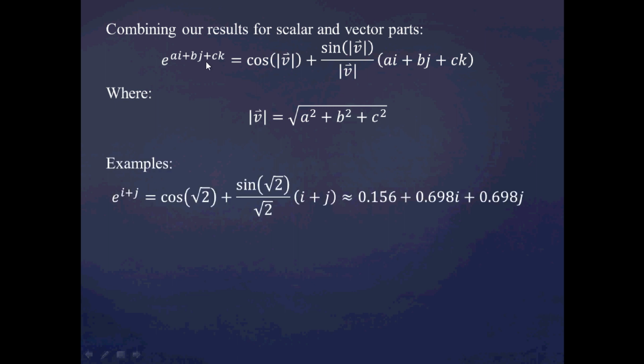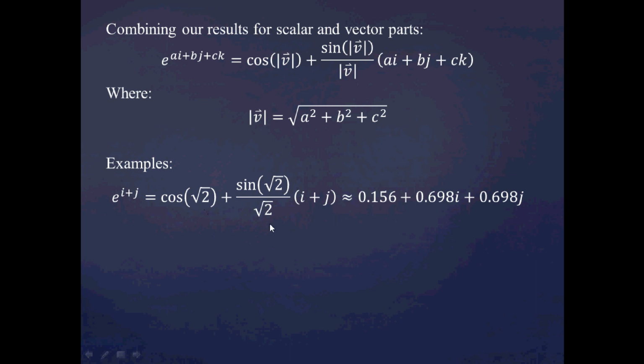And again, the length of v is going to be the square root of the sum of squares of the components of that vector, as it normally is. And now that we have the formula, let's compute a few examples. So that means that e to the i plus j, where i plus j is the vector v, is given by cosine of the length of v. What is the length of v? It's going to be the square root of 1 plus 1, which is the square root of 2. So we find that this is equal to cosine of the square root of 2 as the new scalar part.